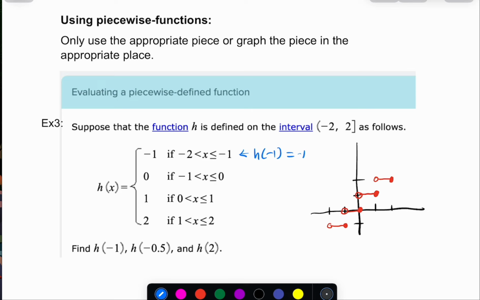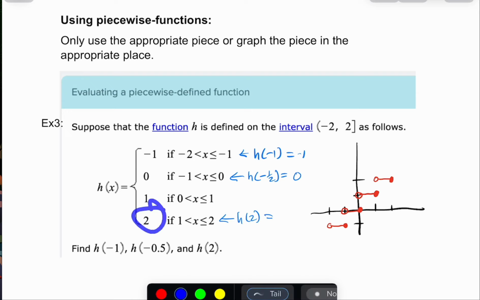Okay. Now, -1/2 is in this region right here. So the answer for that one is 0. And you can see at an x value of -1/2, we are at a height of 0. And then h of 2 is included in this region. So h of 2 is 2. And if we went over to the graph, at 2, we are colored in right there.